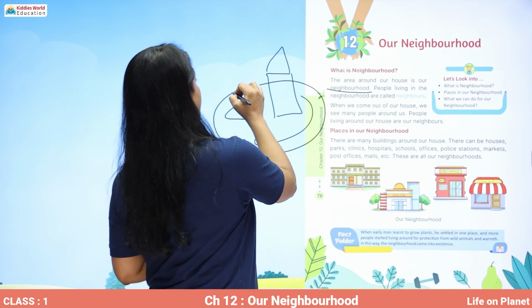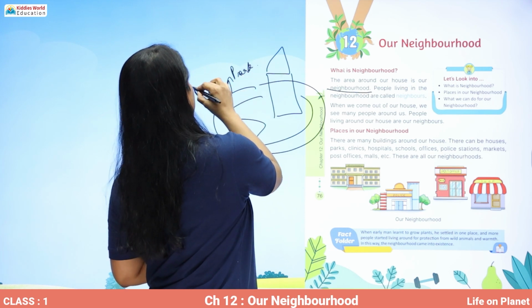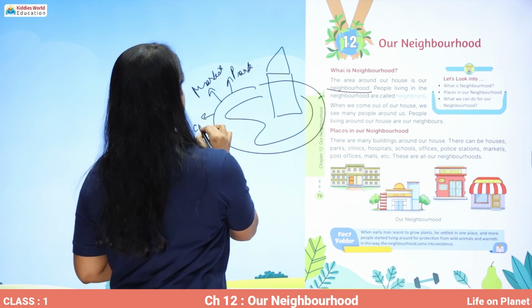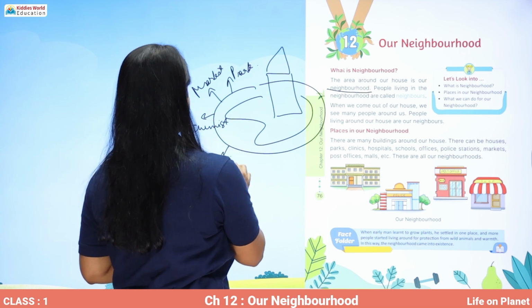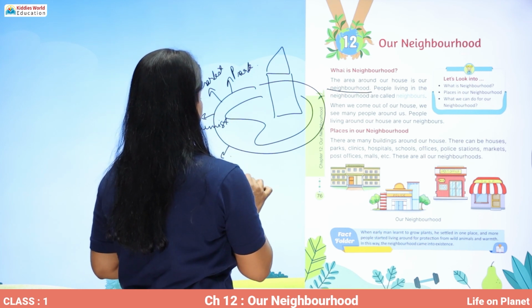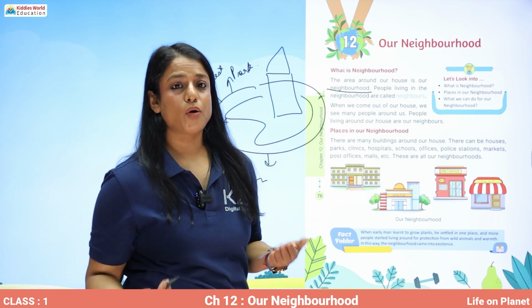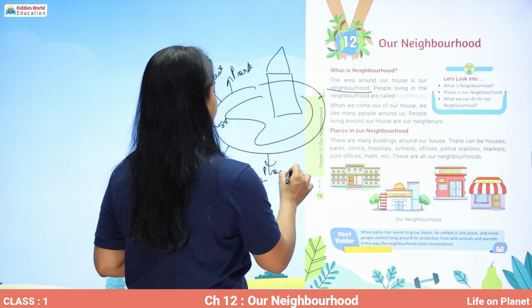There can be a park, there can be a market, there can be a chemist shop, there can be a police station. Then there can be a place of worship, temple, gurdwara, mosque, church. So there can be a place of worship over there.